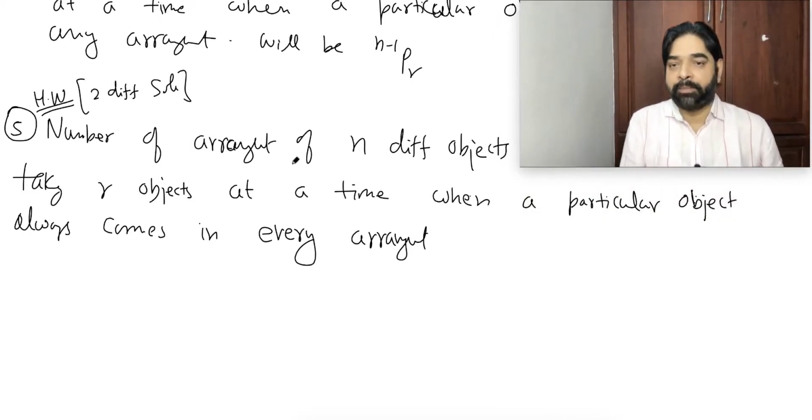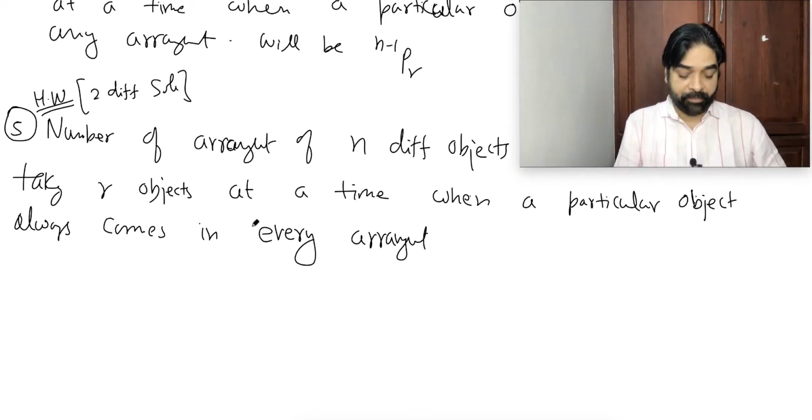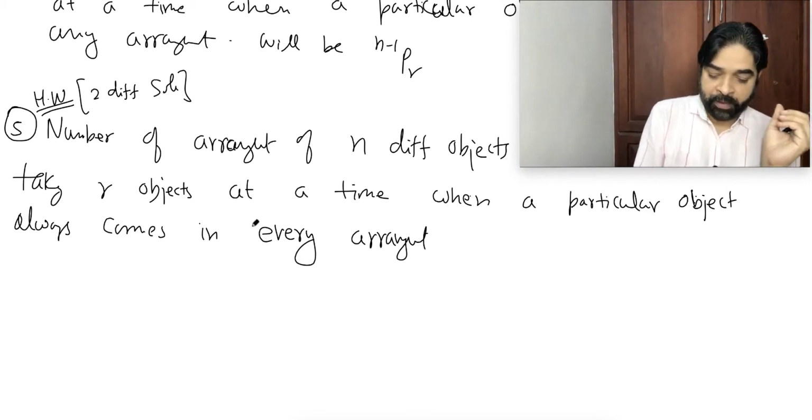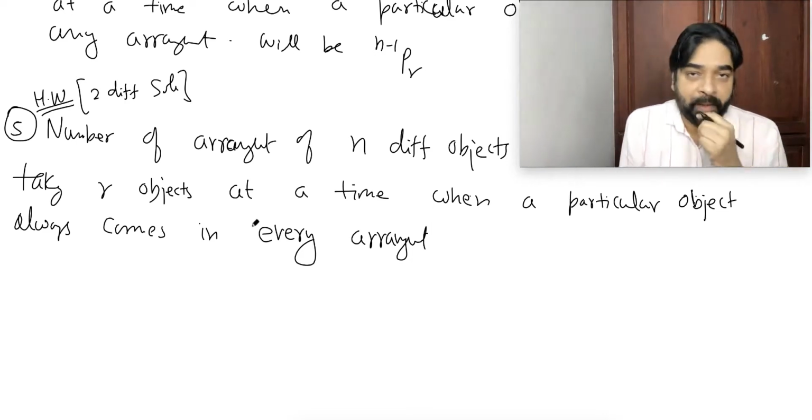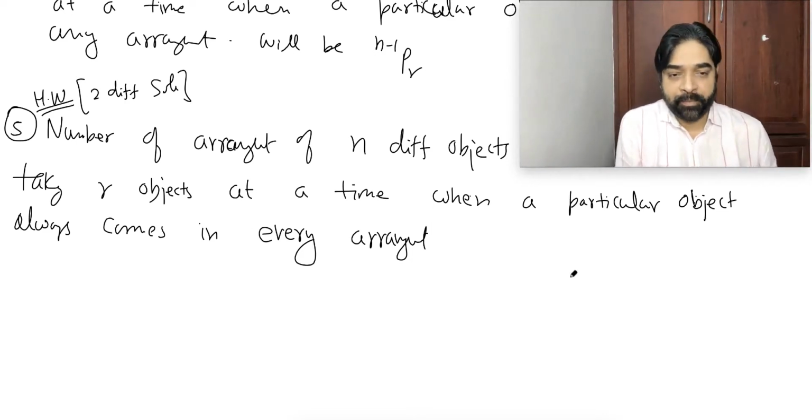So let's see this question. Number of arrangements of n different objects taking r objects at a time when a particular object always comes in every arrangement. This is a very common type of situation.